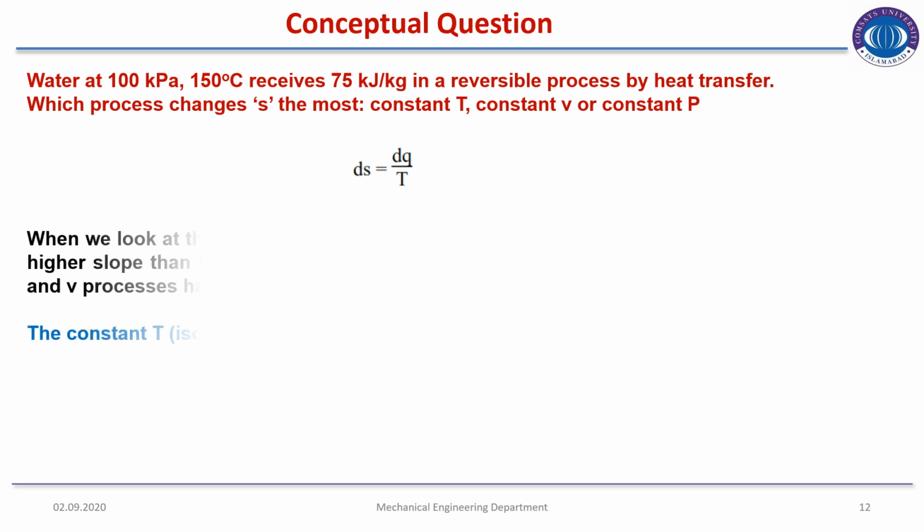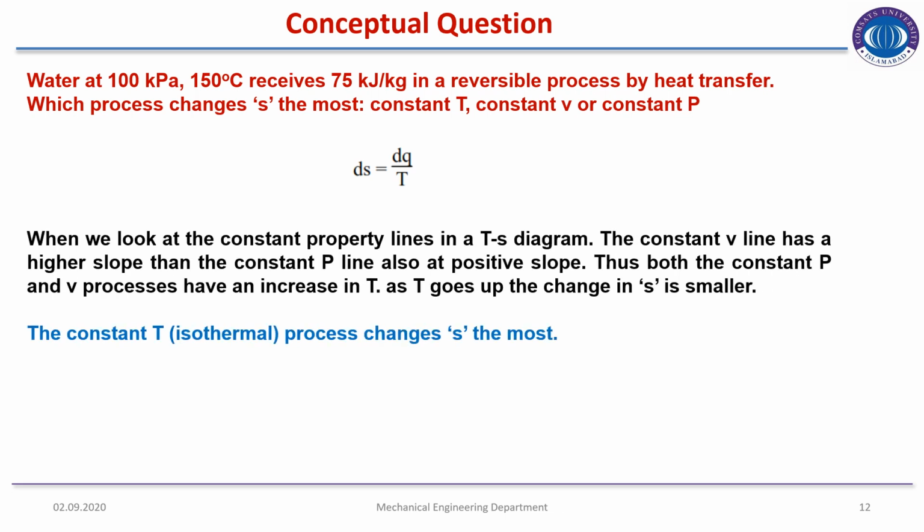So here we have some conceptual questions and answers. Water at 100 kPa and 150 degree centigrade receives 75 kilojoule per kg in a reversible process by heat transfer. Which process changes entropy the most: constant temperature, constant volume, or constant pressure?